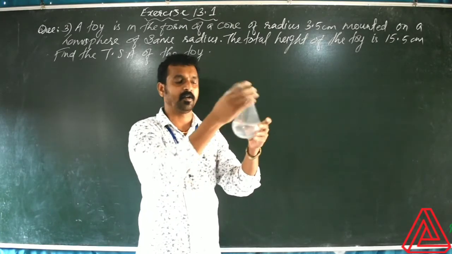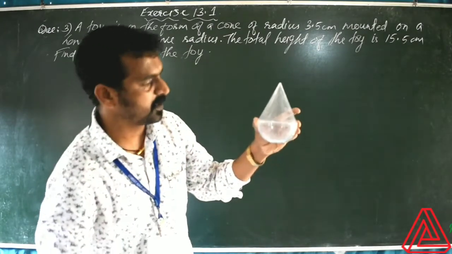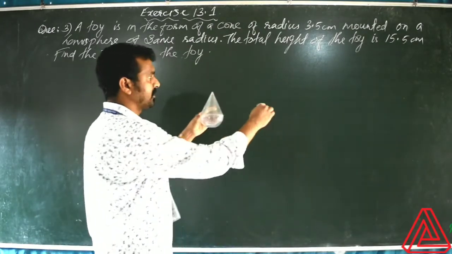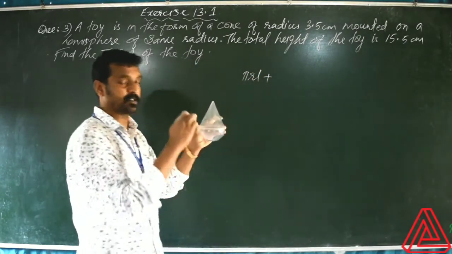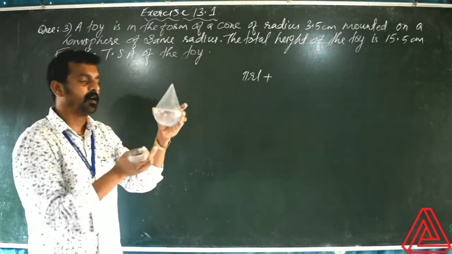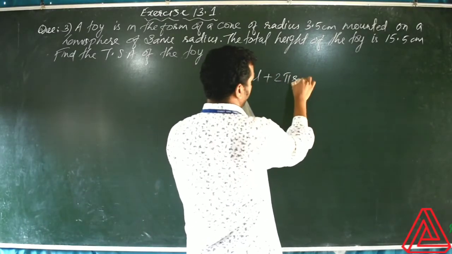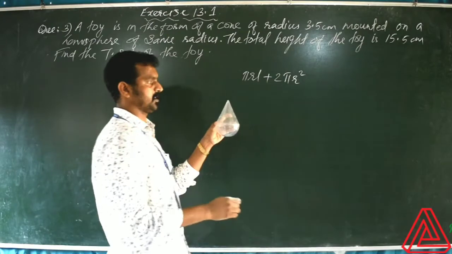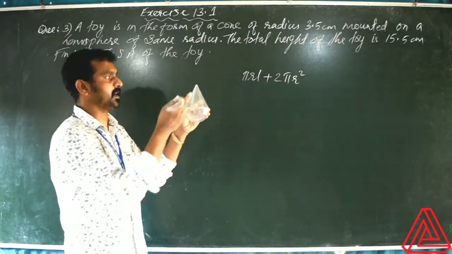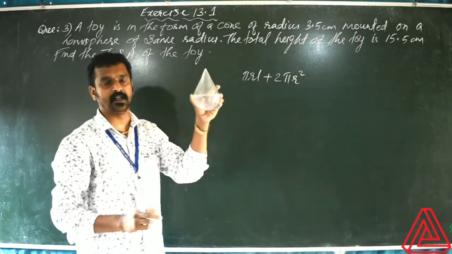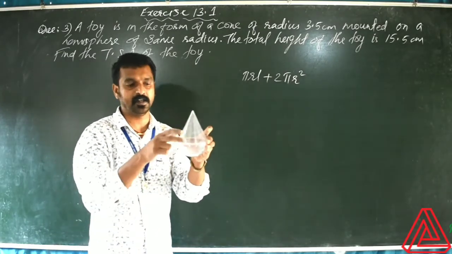Curved surface area of the cone plus curved surface area of the hemisphere. Curved surface area of the cone is equal to, what is the formula? Pi r L. Curved surface area of the hemisphere is equal to 2 pi r square. Adding these two, we will get the total surface area of the toy.